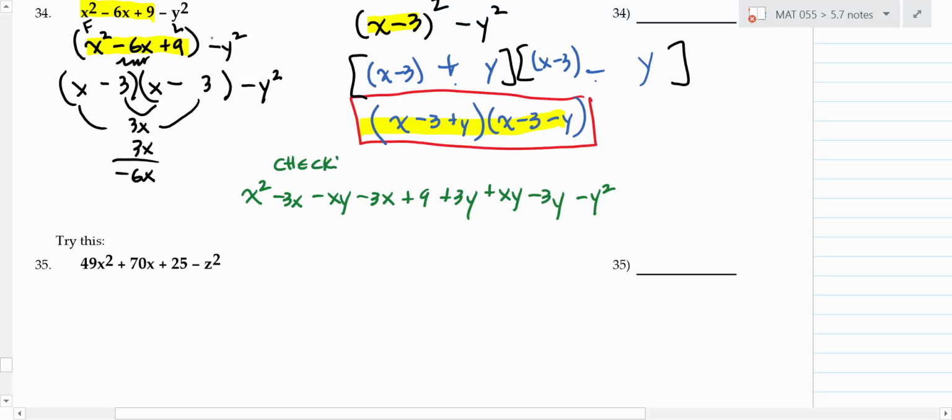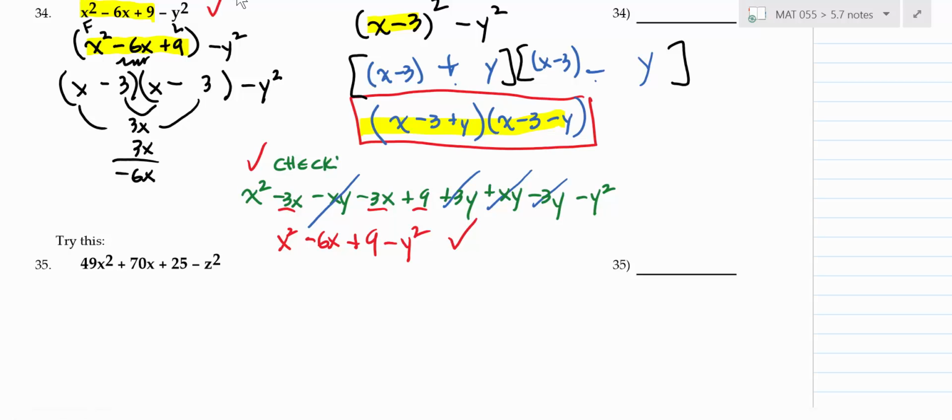Okay, now let's see what we have on there. Probably got some things that will cancel. Those cancel. The 3y's cancel. And it looks like what you're left with is an x squared. These go together, that's minus 6x. Those don't cancel. Plus 9 minus y squared. Is that right? Does it match the original problem we just did? It definitely does. So that matches, so it's right. So you can tell you're right. You have the ability to do that.